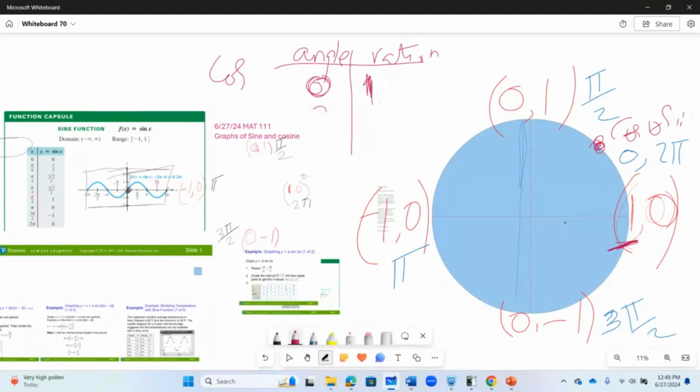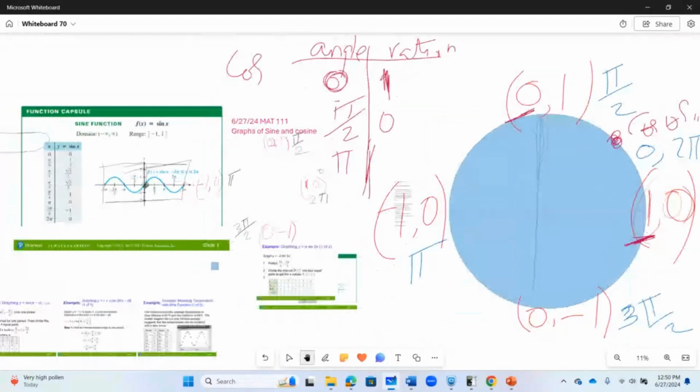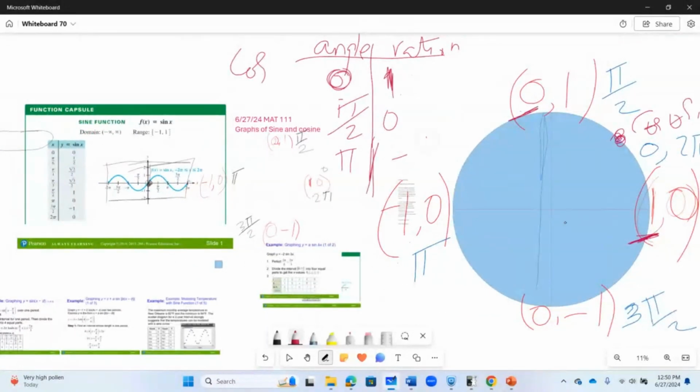Cosine of 90 degrees is 0. Let me continue working in radian. So cosine of 90 degrees, pi over 2, is 0 because it's the first coordinate. And this is 180. Cosine of 180 degrees, look at that, it's -1.